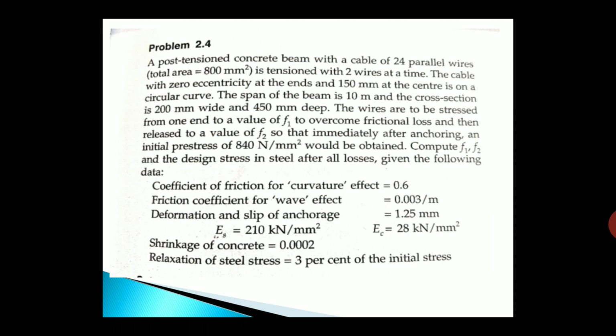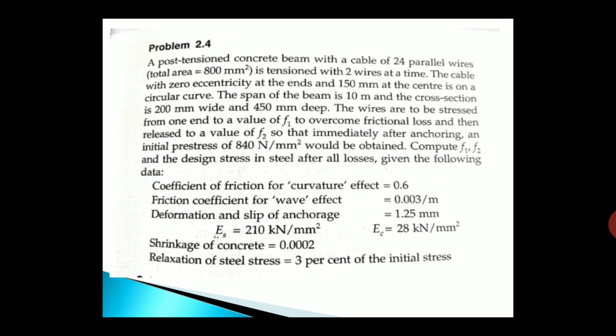Now this is a bit bigger example and I rate it as a tricky or, say, difficult example. So let's concentrate. A post-tensioned concrete beam with a cable of 24 parallel wires, total area 800 mm square, is tensioned with 2 wires at a time. The cable, with 0 eccentricity at the ends and 150 at the center, is on a circular curve. The span of the beam is 10 meters and the cross section is 200 by 450.